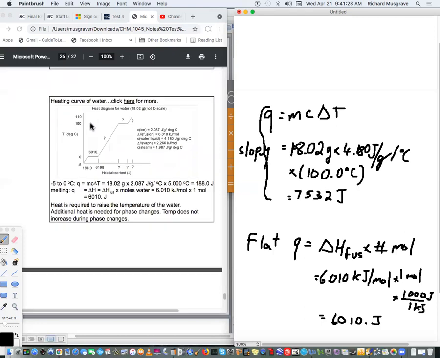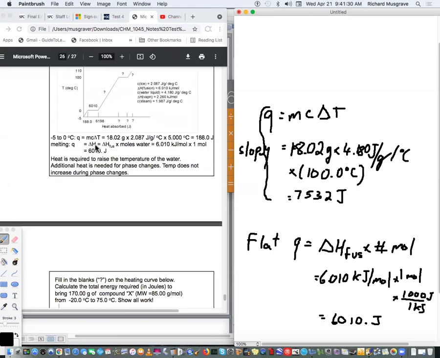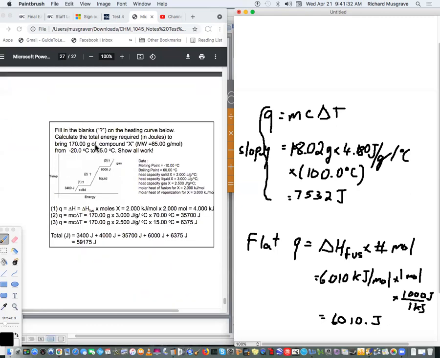Now this was water, so we already knew what the melting and the boiling point of water was. This is some fictitious substance that I'm calling compound X. Now for this one, I need all the heat capacities that I mentioned earlier, but you also get the molar heat of fusion and vaporization that I already talked about as well. But here, in addition to that, you also need a melting point and boiling point.